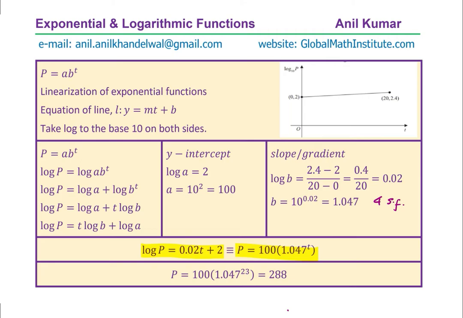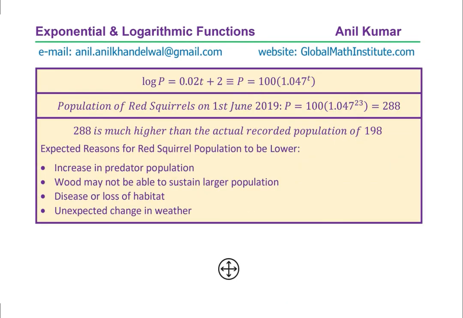And the second part of this question was to find the population after 23 years. You can see that this graph is given to you for 20 years, 0 to 20, right? Now after this, once we extrapolate and use our equation, we get the population as 100 times 1.047 to the power of 23, which gives us 288. However, in the question, it is given that the actual population counted was only 198, not 288 as we calculated.